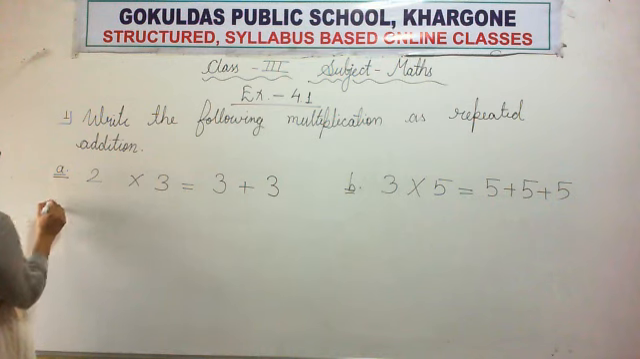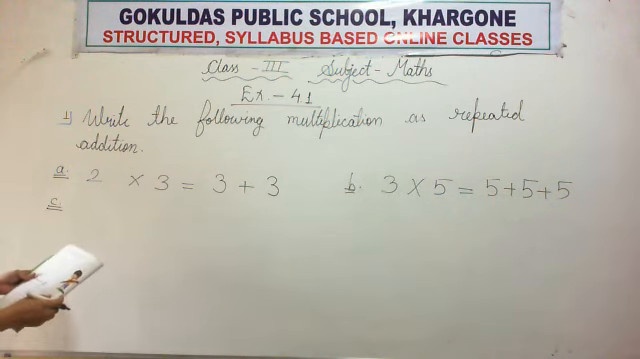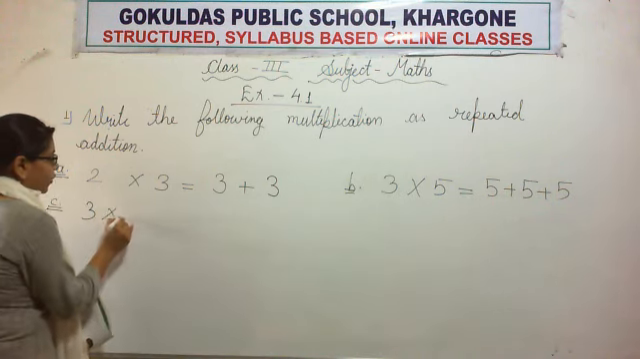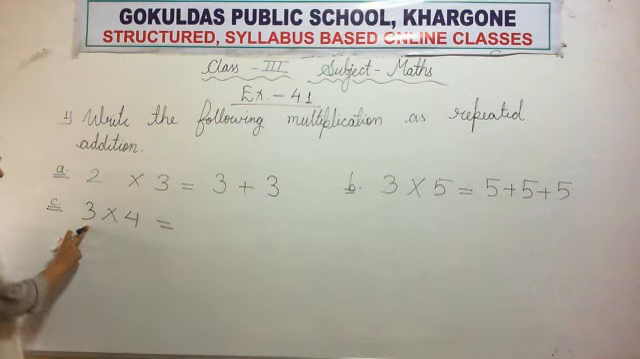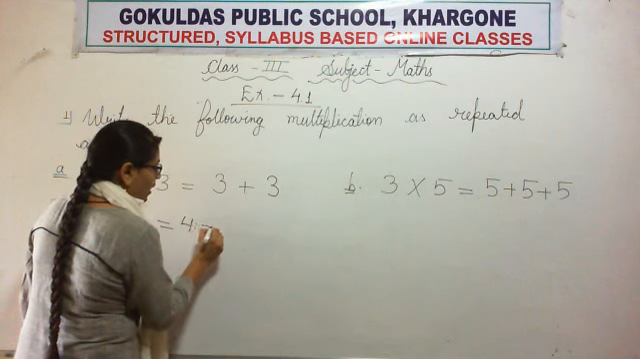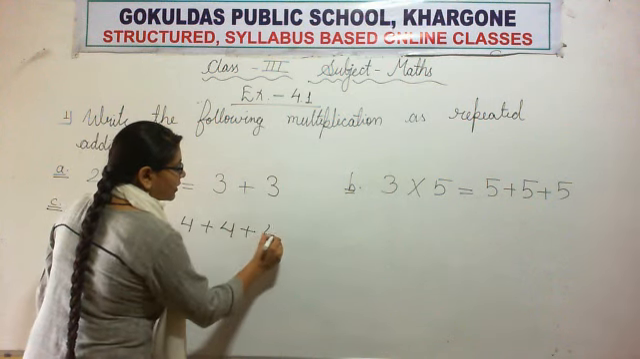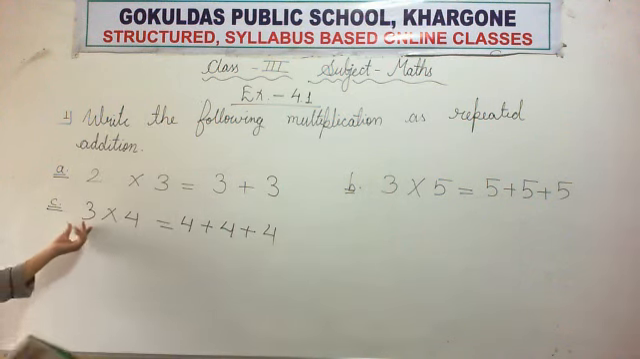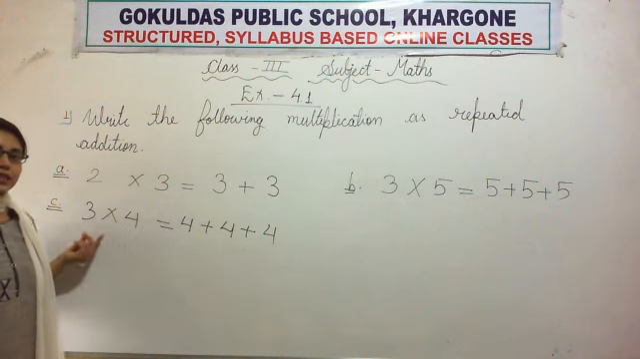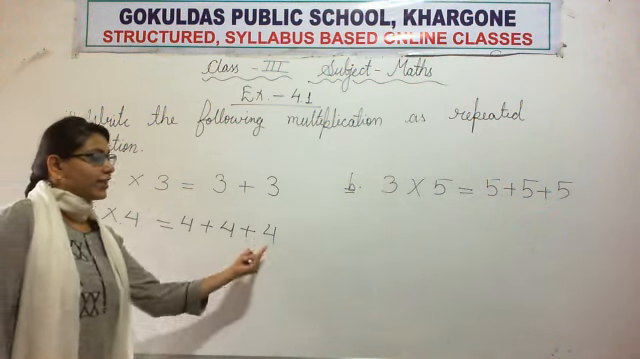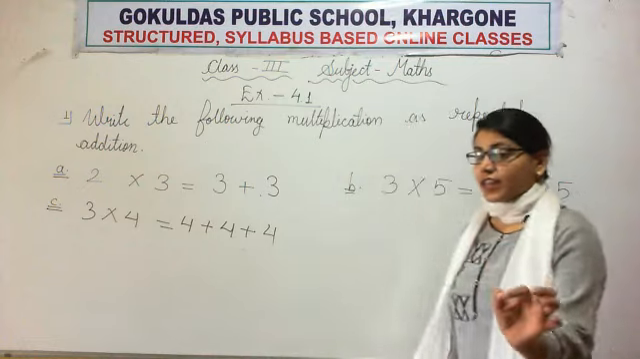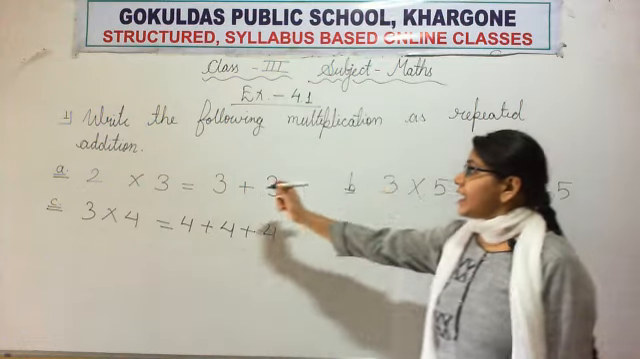Now the next part C. 3 into 4. Now 3 times 4. So 1, 2 and 3. 3 into 4 means 3 times 4. 3 times 4 we had written in the form of repeated addition.